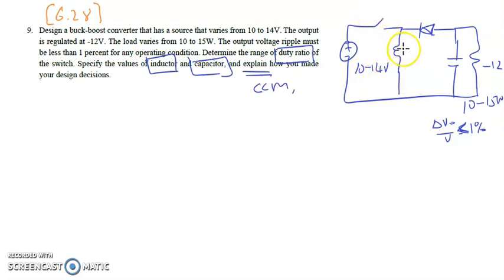We don't have the frequency yet. We have the output voltage of negative 12 volt, and the output power range from 10 to 15 watt. Given here is the required regulation of our output voltage, which is less than 1%. So what are the other assumptions for our design in terms of inductor and capacitor, and we should explain our circuit and what condition it operates in.